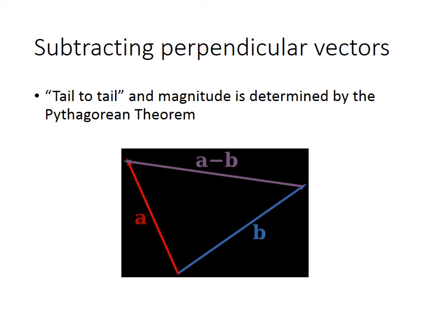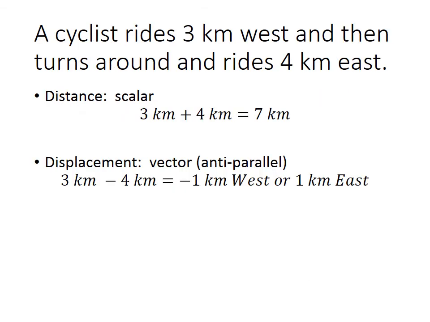Now if you want to subtract them, here you have A minus B. So you put them tail to tail, which is really the same as calling B the negative direction of what it would have been. And so now the magnitude is still determined by the Pythagorean theorem, but it's in a different direction. We're not going to worry about the angle at which one of these is when we add them when they're perpendicular. We'll get to that later. So you'll see an example in a second.